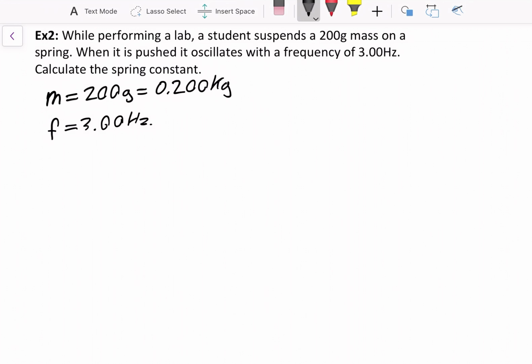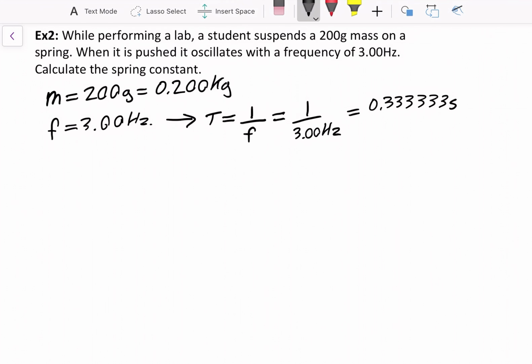So right away, the first thing I would do is take this frequency and change it into a period instead. Remember, frequency and period are inversely related. So the period is going to be equal to 1 over the frequency. 1 over 3.00 hertz is our frequency, so this will be 0.3333. Let's give ourselves lots of decimals, seconds.